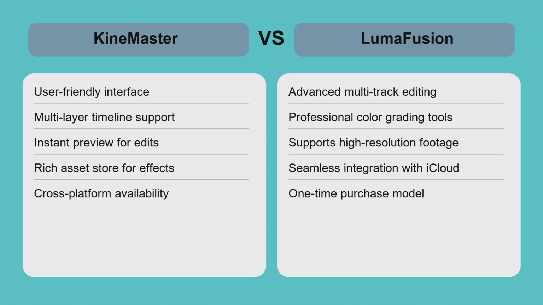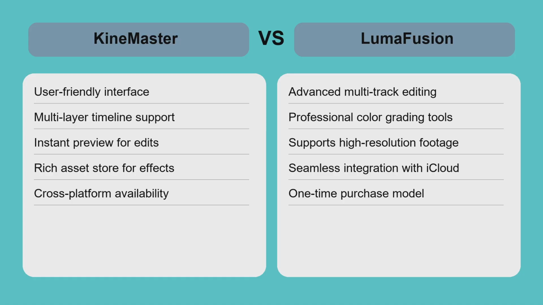KineMaster's cross-platform support and layered editing make it great for quick content creation and social media videos, especially on Android. Its subscription model can be a downside for some. LumaFusion, with its advanced color grading, multi-track timeline, and professional features, is better suited for in-depth projects on iOS. It offers a one-time purchase model which appeals to users focused on long-term investment.